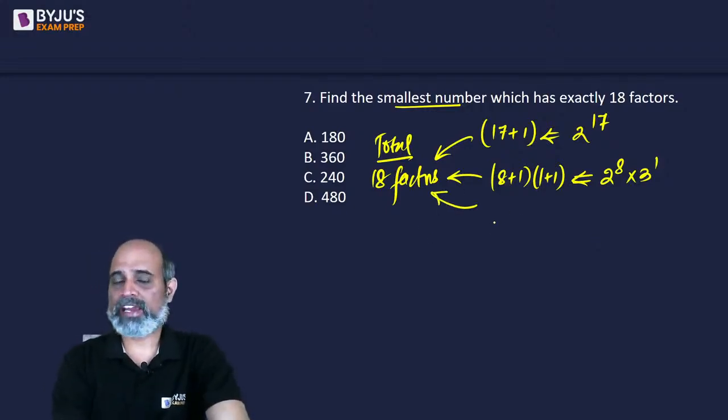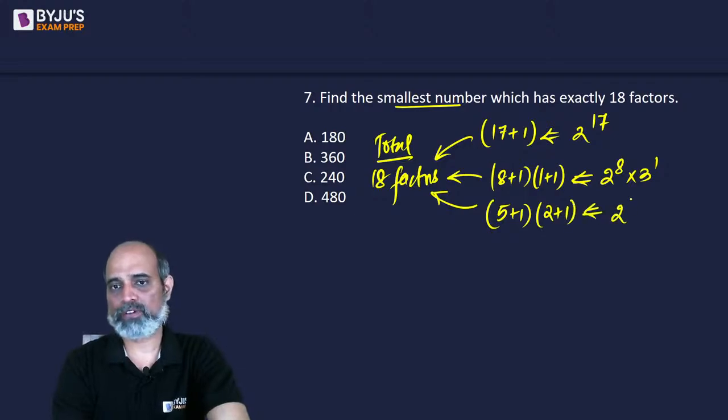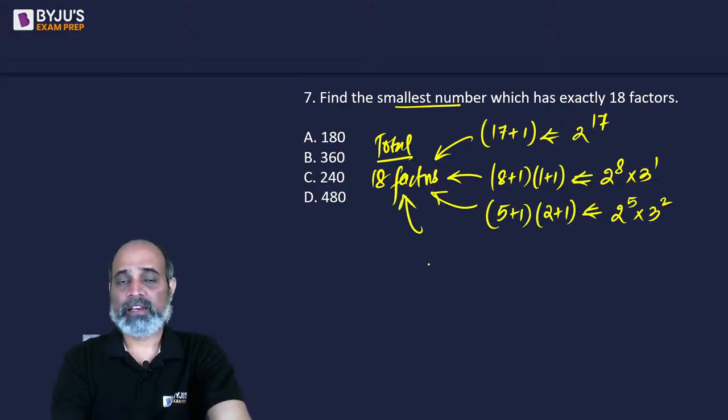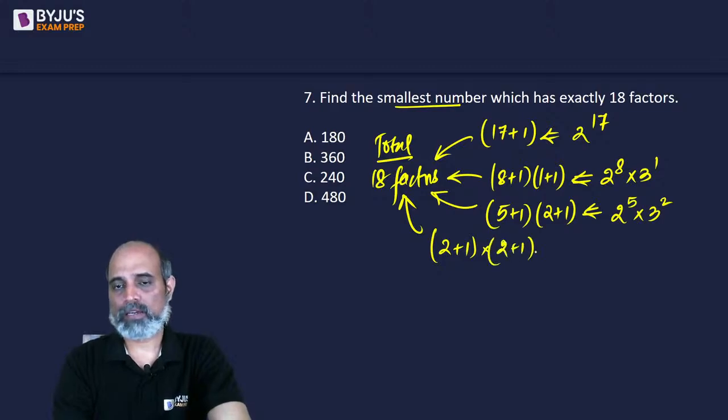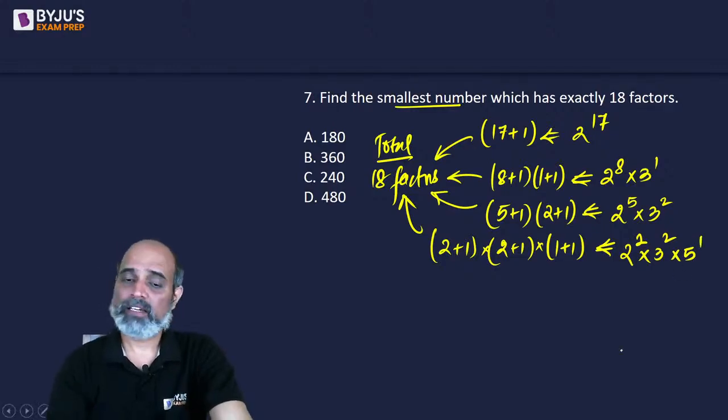The other way could be 18 can be written as 6 into 3. 6 can be broken down as 5 plus 1 and 3 as 2 plus 1. This may have been from 2 to the power 5 into 3 square. The next way to represent 18 is 3 into 3 into 2, right? So 3 into 3 into 2. This may have come from 2 to the power 2 into 3 square into 5 to the power 1. Right? Now, out of all of these, this is a huge number.